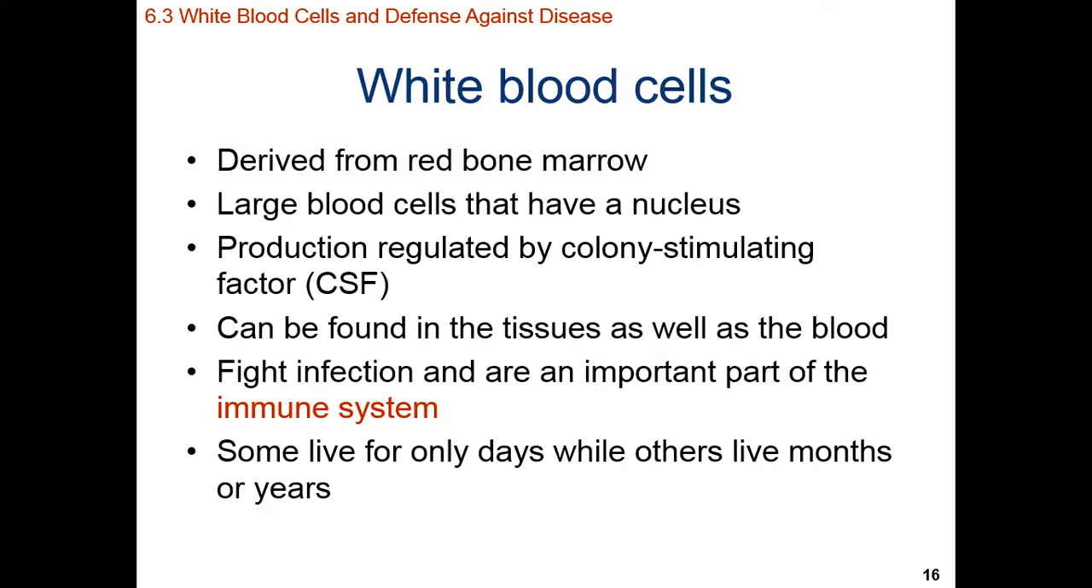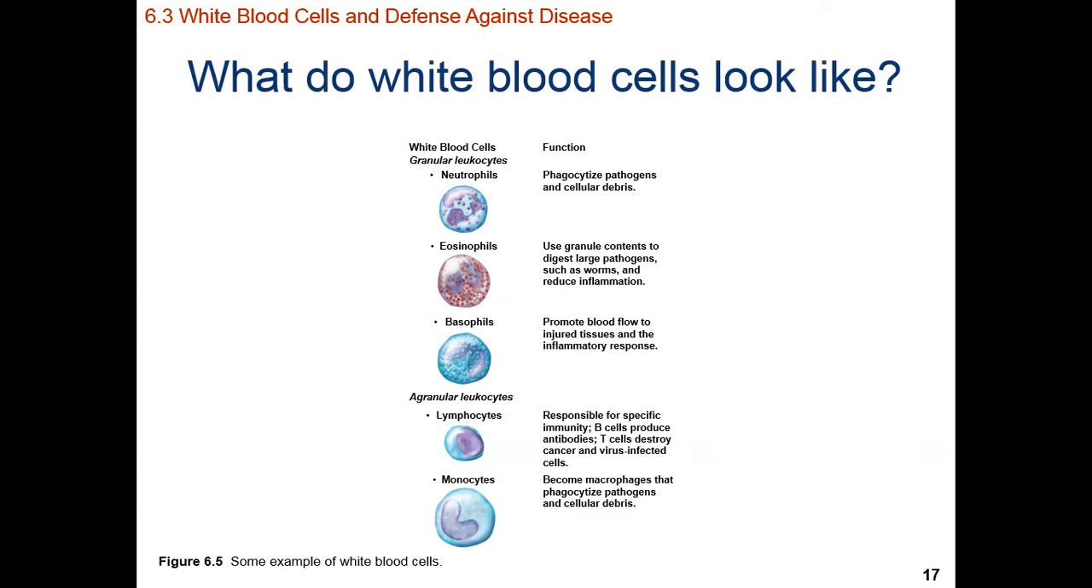Some of our white blood cells are capable of living for just a few short days, while others can live for months or years at a time, particularly if we're looking at the memory lymphocytes. Those can live in our bodies for years. So, here is a figure showing your white blood cells. Some white blood cells, the first three on top, have speckles in them. We have neutrophils, eosinophils, and basophils.